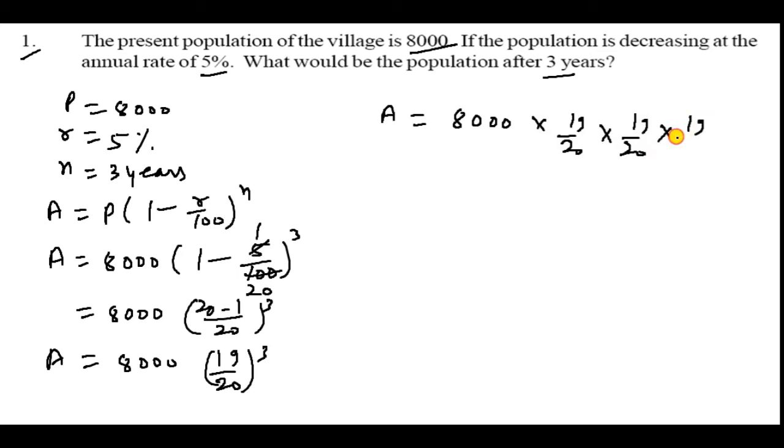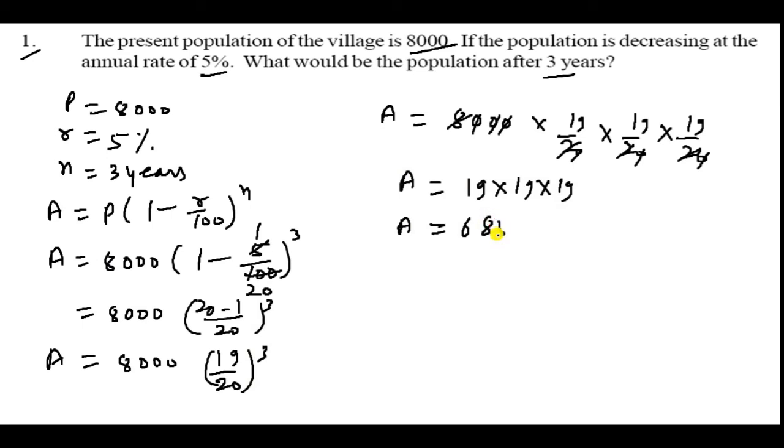3. So 5 1 ja 5 and 5 2 ja 20. So it will be 8,000 times, here is 20, so 20 minus 1, and here is power 3. So that one is 8,000 times 19 upon 20, and whole power is 3. And 2 to the 4 to the 8, so that 8 will be cancelled out. So now A will be equal to 19 into 19 into 19. So that will be your population.